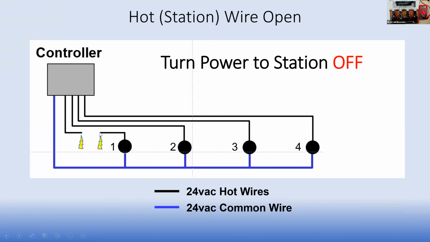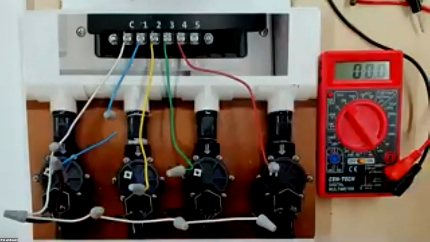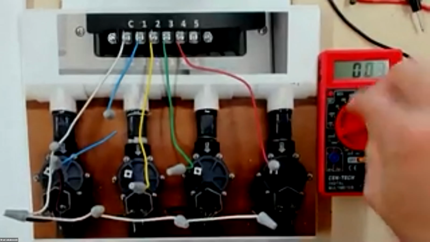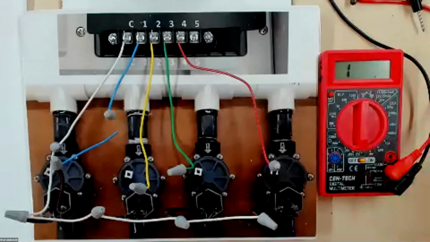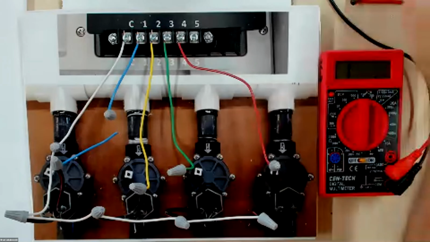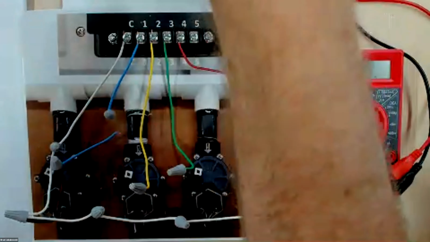What I'd like you to do is go ahead and disconnect the blue wire. Okay, so go ahead and disconnect that wire here. And then make sure your multimeter is set to 200 ohms. And let's check each of our stations.